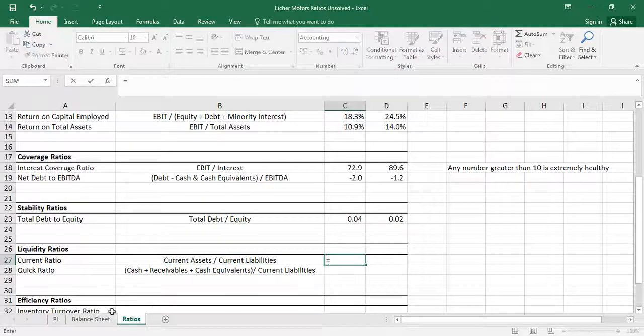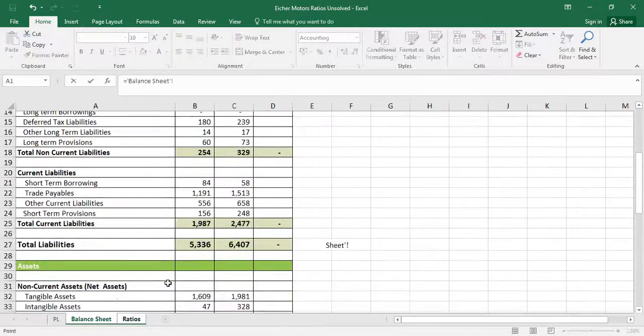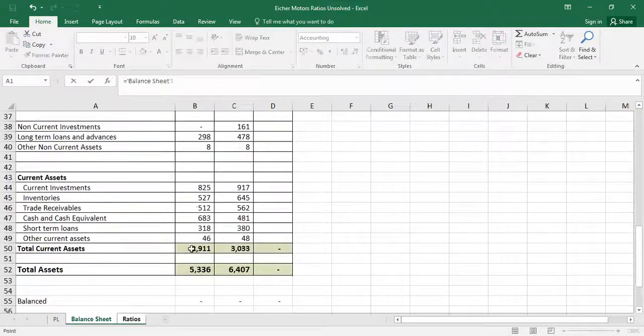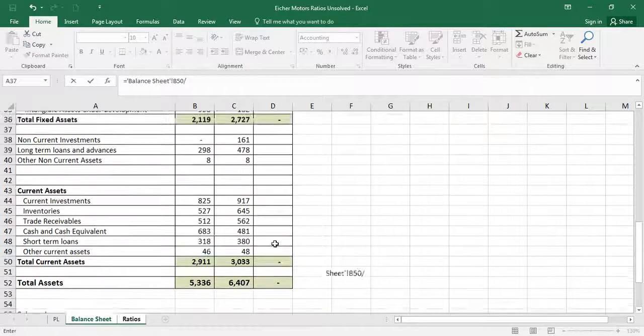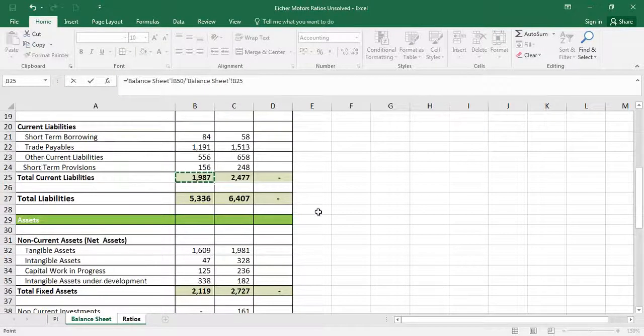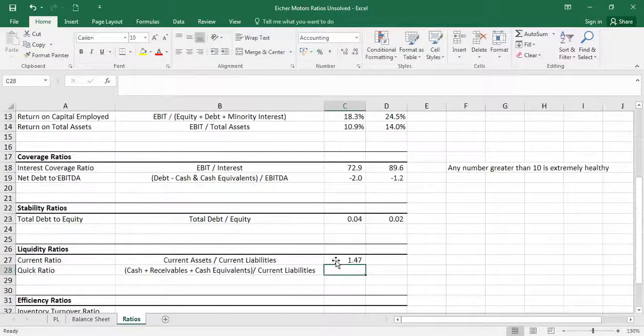Current ratio is going to be current assets by current liabilities. So where is current assets? That's the total current assets, 2911, divided by current liabilities, that's 1987. So we look at 1.47 as the number.